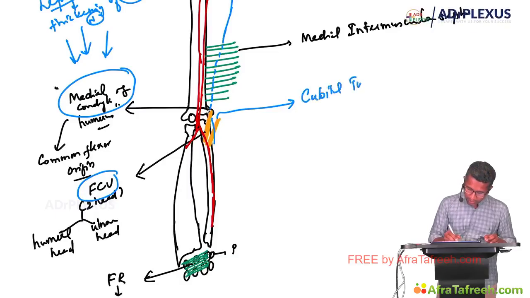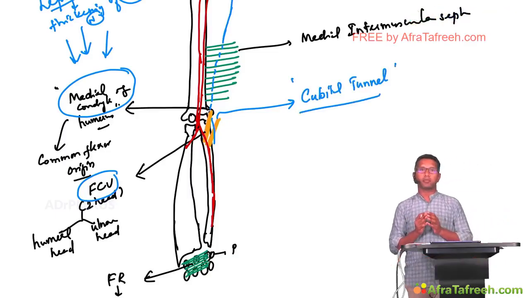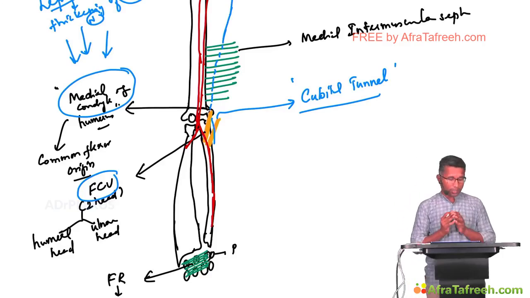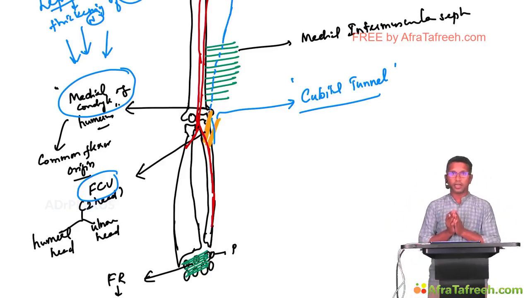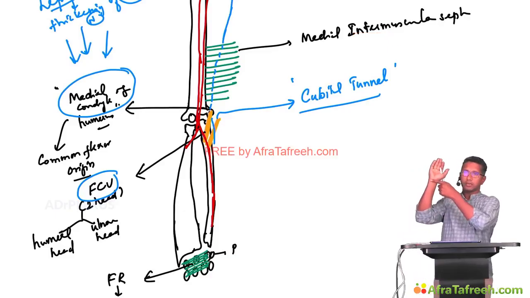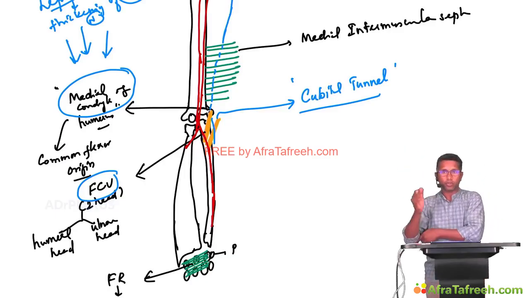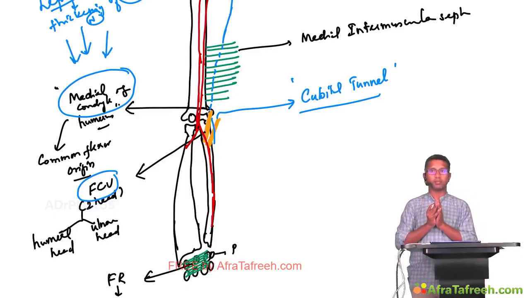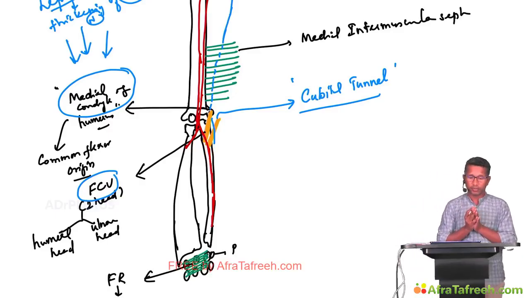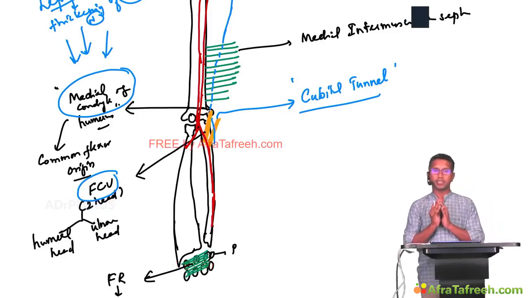Please remember, guys, for the median nerve the tunnel is the carpal tunnel, whereas for the ulnar nerve the tunnel is the cubital tunnel. For the median nerve the tunnel is at the wrist, the carpal tunnel. For the ulnar nerve the tunnel is at the elbow, the cubital tunnel. So if somebody asks what nerve is affected in cubital tunnel syndrome, the answer is very simple: it is the ulnar nerve.